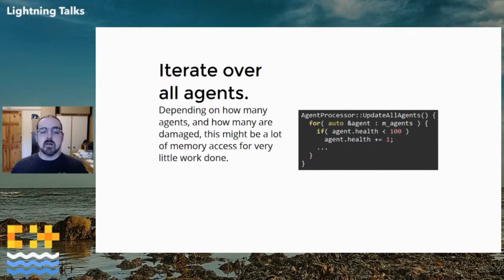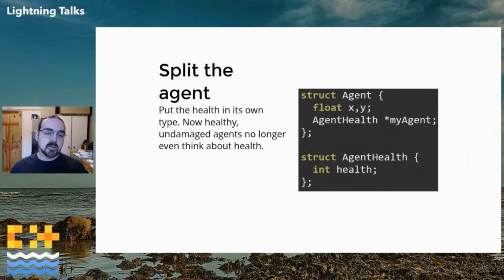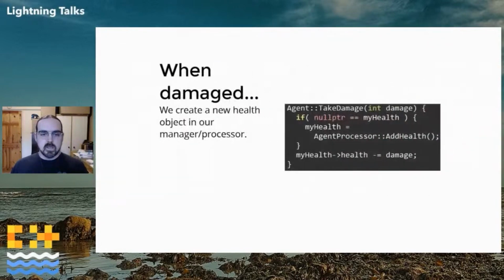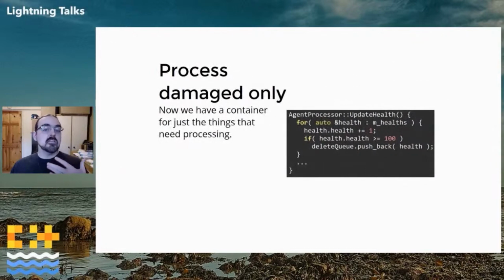Data-oriented design people will go, wow, haha, we shall use existential processing to come to the rescue and allow us to split the agent, put its health in its own type. Now you have two types. You have the type of the agent, and you have the piece of the agent that applies to the health only. Now the undamaged agents no longer even get processed. When they're damaged, we create a new health object, put it in the processing manager, whatever your thing is, and then we process only the things that are damaged. This is good. This is clean and simple for making sure we only do the necessary work to be done.